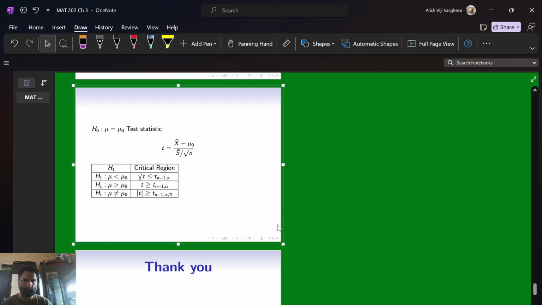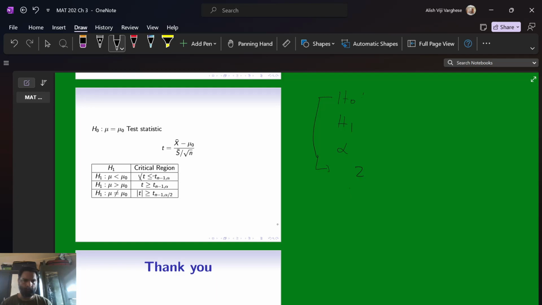So our process: first form H naught, then form H1, fix the value of alpha. Then depending on whether H naught is a statement about the mean or proportion, and based on whether the sample size is large or small, and whether sigma is known or unknown, fix the test statistic, either the value of Z or the value of T.